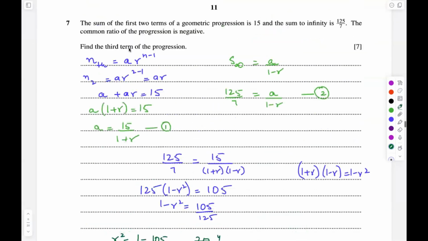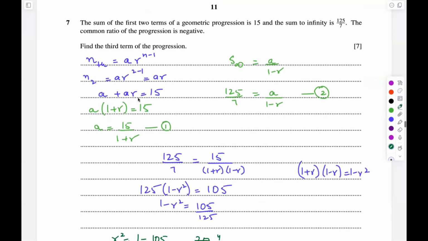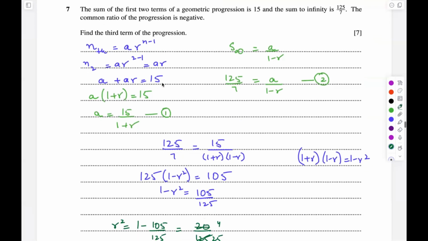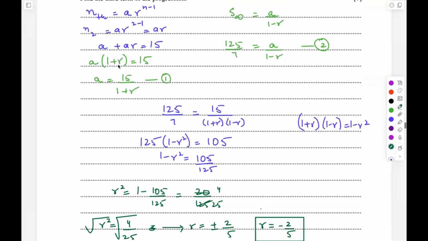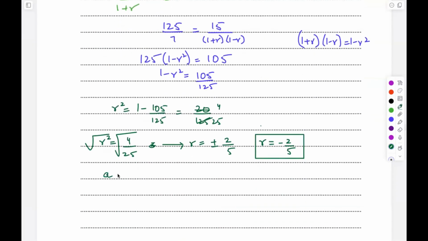Now, as we have to find the third term of the progression, we need the value of a as well, and we know that a plus ar is equal to 15. So we can use this, or we can use the second equation as well to find the value of a. Using the first equation, a is equal to 15 upon 1 plus r. So this will become 1 plus minus 2 upon 5. Taking the LCM, this will become 15 upon 5 minus 2 upon 5. Simplifying, this will become 75 upon 3, which is equal to 25.